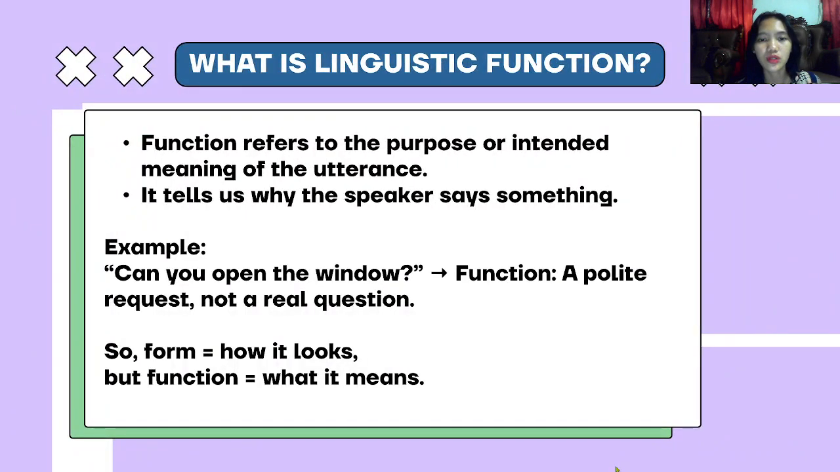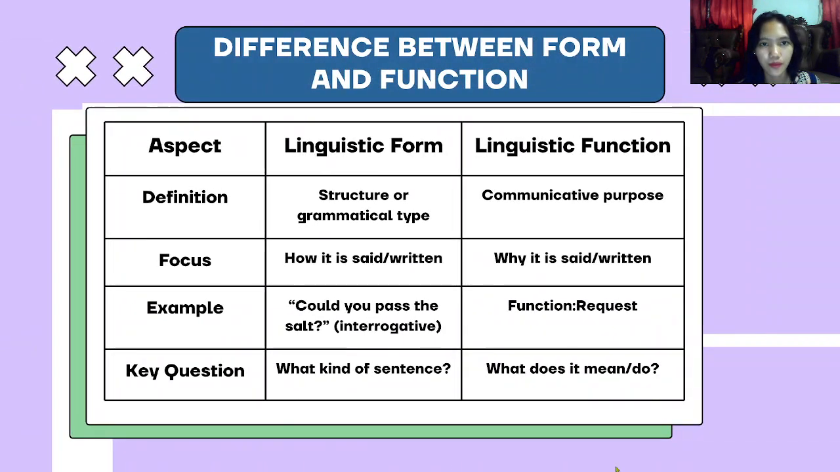What is linguistic function? Function refers to the purpose or intended meaning of the utterance. It tells us why the speaker says something. Example: can you open the window? Function: a polite request, not a real question. So, form is how it looks, but function is what it means.